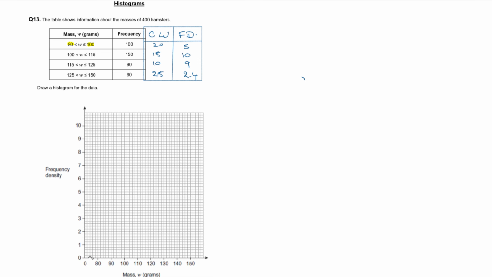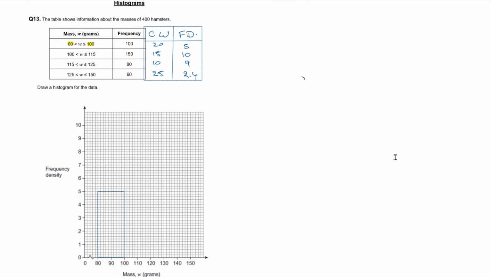Right, so I'm going to draw those bars carefully on the graph. First bar goes from 80 to 100, and it's going to have a height of 5. Next bar is going from 100 to 115, and there's a height of 10.